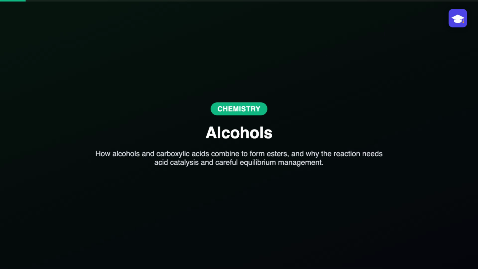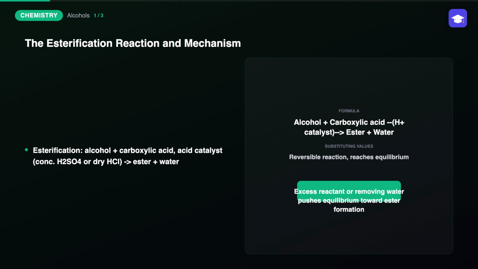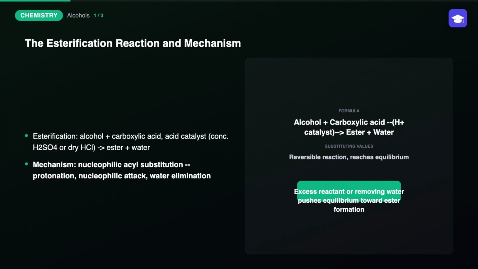Today's topic is esterification, the acid-catalyzed reaction between alcohols and carboxylic acids. Let's begin. Esterification is the reaction between an alcohol and a carboxylic acid in the presence of a small amount of concentrated sulfuric acid, or dry hydrogen chloride gas acting as catalyst, to form an ester and water. The mechanism proceeds through nucleophilic acyl substitution.